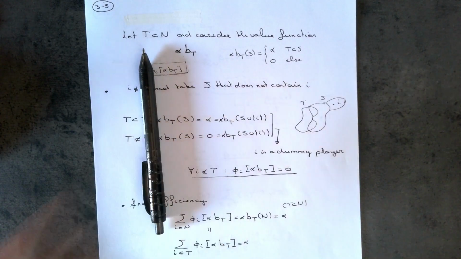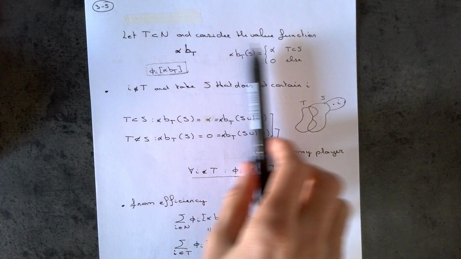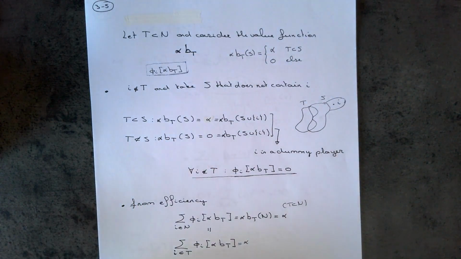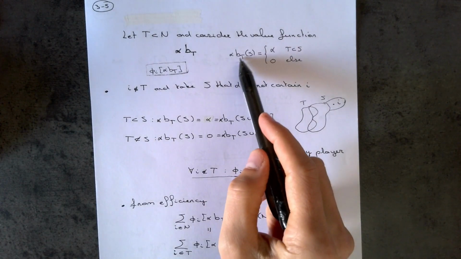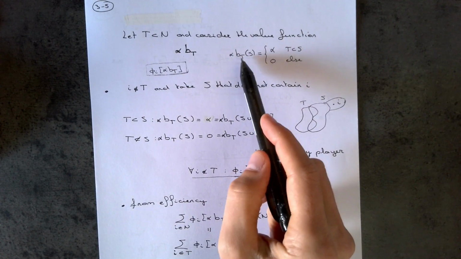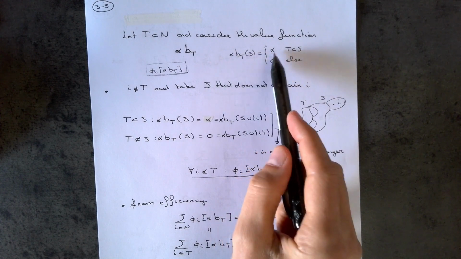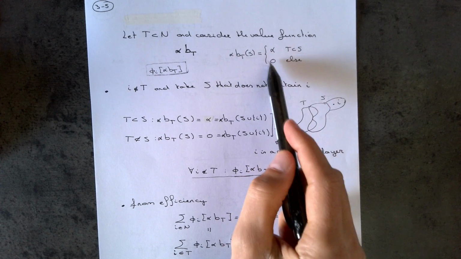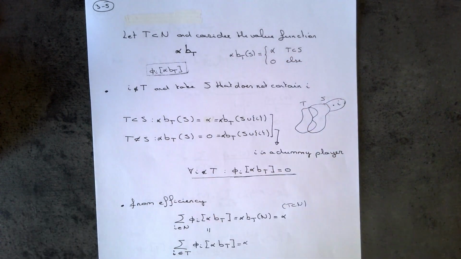Consider a coalition T and consider the value function alpha bt. So here bt is this basis value function. So bts evaluates to 1 if t is a subset of S. So alpha bts evaluates to alpha if t is a subset of S. And of course it evaluates to 0 in all the other cases.